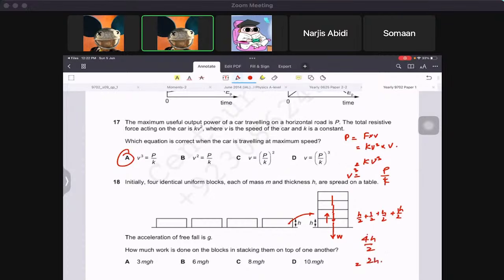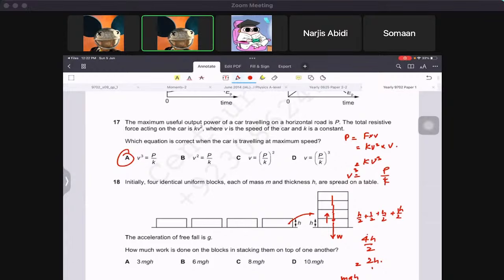So now mgh, that would be, right, that should be 2h, but we haven't half h and half h. 4 stacks are there. Interesting.